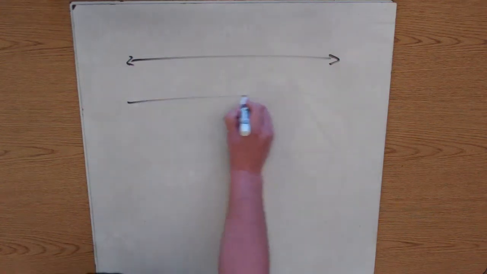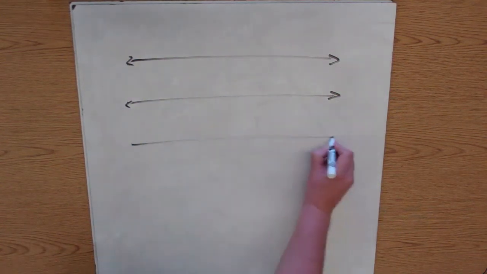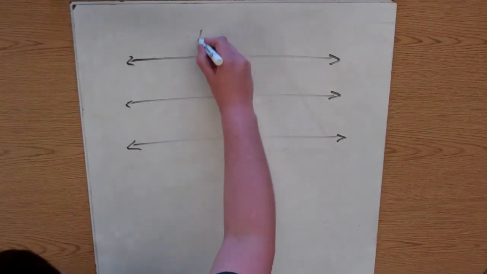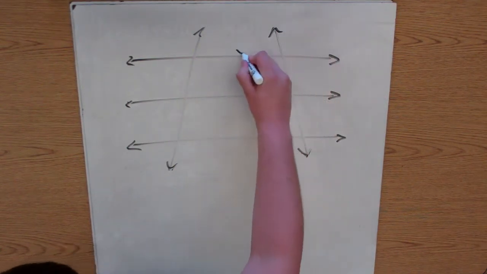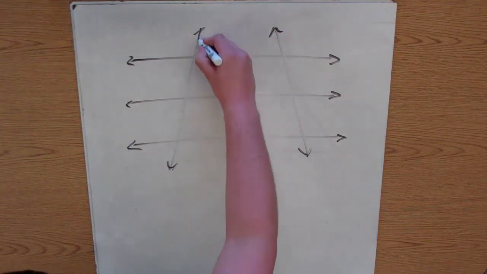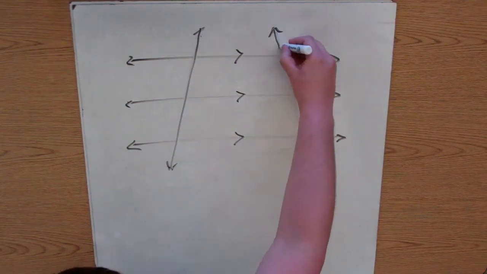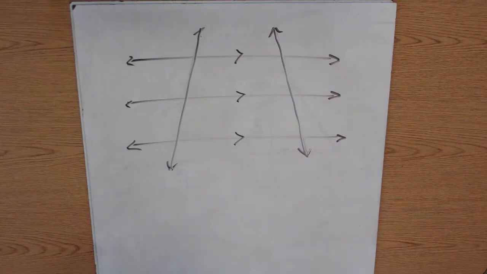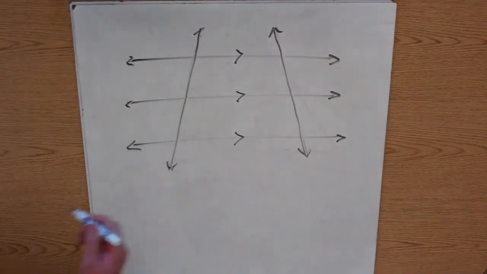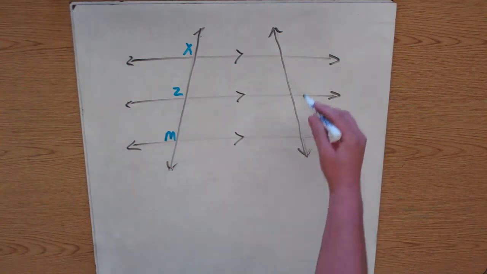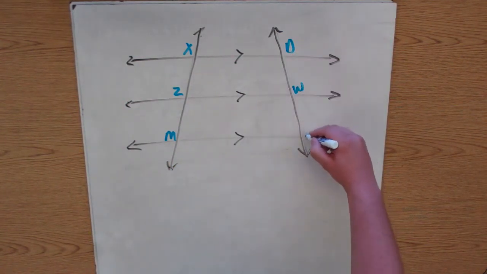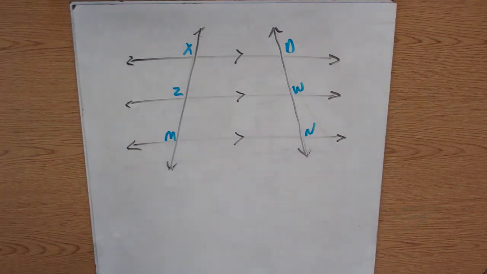We have 3 parallel horizontal lines, and we have 2 transversals cutting through them. We know all of these are parallel. My marker is dying, so I'm going to change colors. So this is x, this is z, this is m, this is y, this is w, and this is n. This one's multiple choice. It says which proportion is true for the figure at the right.